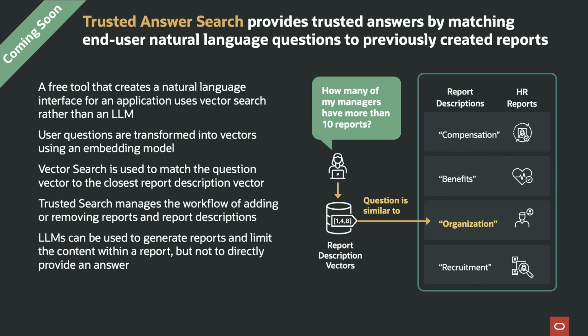This also includes a workflow. So if I match the wrong report, I can provide feedback saying, I'm sorry, I wanted a different report. The administrator can then add the fact that this was an incorrect match so that future questions that are similar will then match the correct report. This tries to not use LLMs, which are used for more unbounded data exploration, because here we're exploring within a finite set of reports. But you can certainly use LLMs to generate the reports, to limit the content within reports, to generate descriptions, but not to directly provide the answer, because vector search is the right technology here to provide a match within a bounded set of choices.